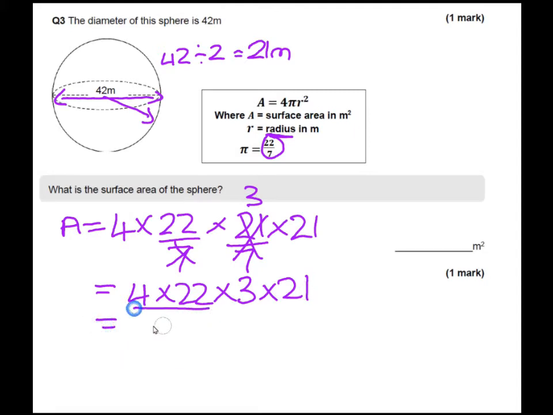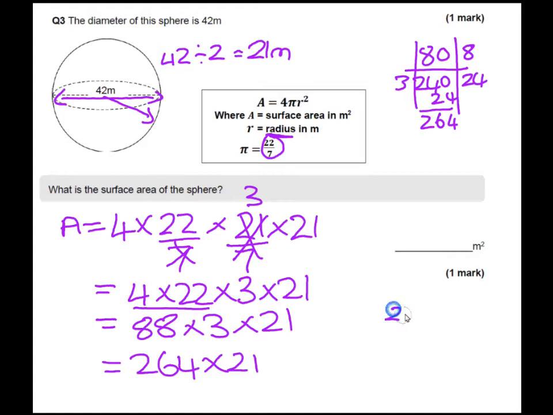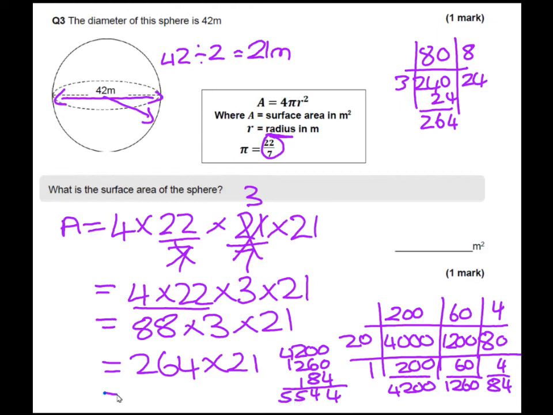We know 4 times 22 is 88, so that's the next stage, and then we need to do 88 times 3. So we've got 88, and we're going to multiply it by 3. So we end up with 264 times 21. So this is quite a large multiplication for us to do. So let's break it down and do this final calculation. So we end up with 5544 as the answer to our last calculation.